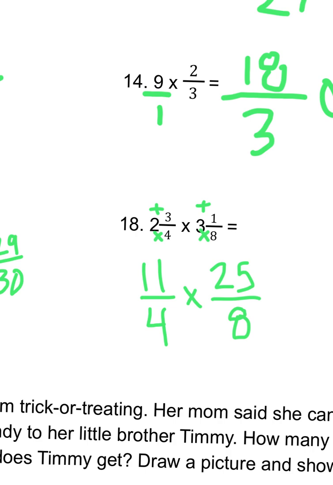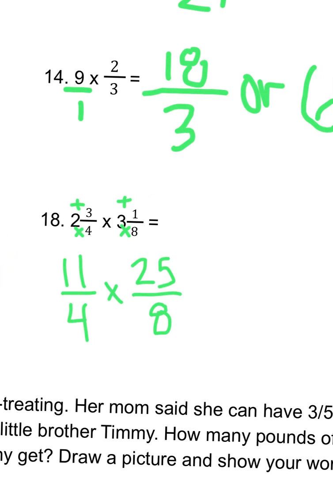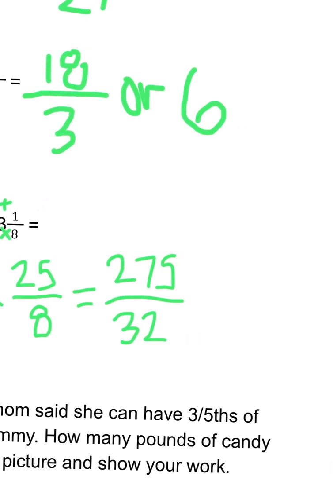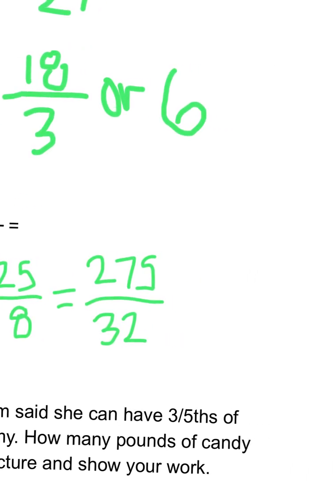And then, just with all fractions, go numerator times numerator. It's going to be 275 over 8 times 4, which is 32. Then we're going to say, how many times does 32 go into 275? It's going to go in 8 times with 19 left over.